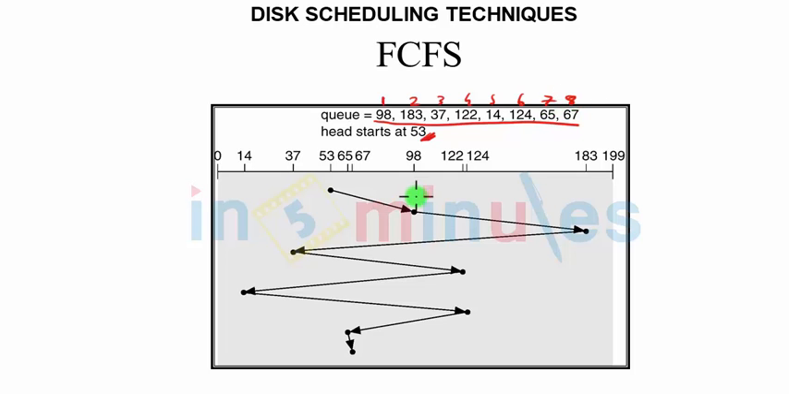That means we will start with 98 as the first, followed by the second as 183, third as 37, fourth as 122, fifth as 14, sixth as 124, and 65 as the seventh and 67 as the eighth. So basically what we are trying to achieve is a basic read-write from a given point. Read-write would follow first come first serve. That means the request queue in which these various requests of reading or accessing sectors have come.